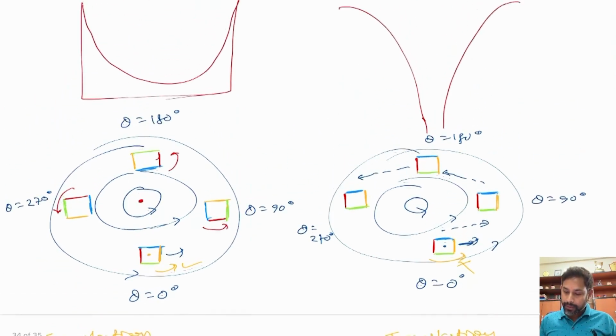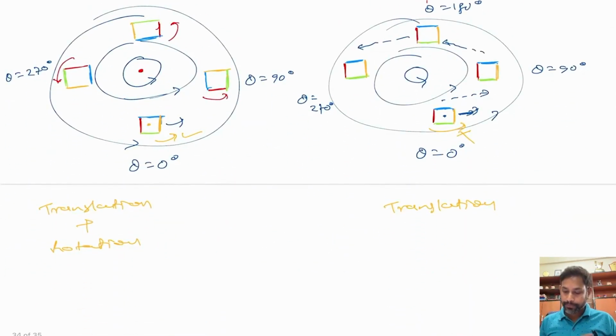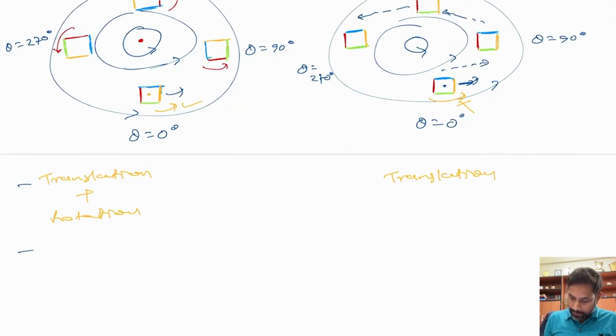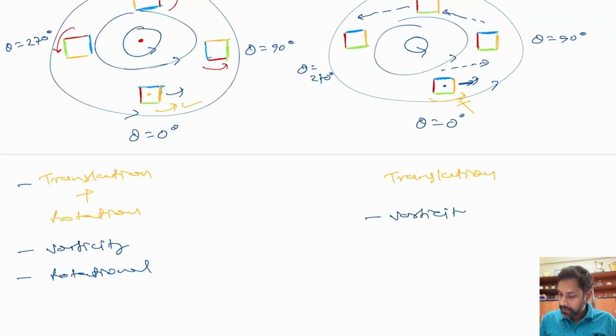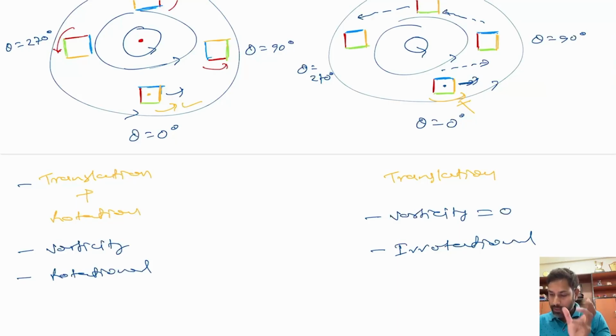And that is why in case of forced vortex, there is vorticity, okay, or the flow is rotational. Here vorticity is 0 and the flow is irrotational, while the complete flow is moving but not the individual fluid element.